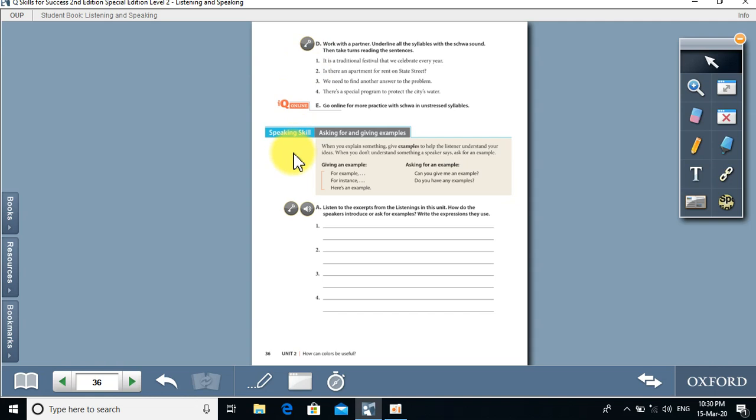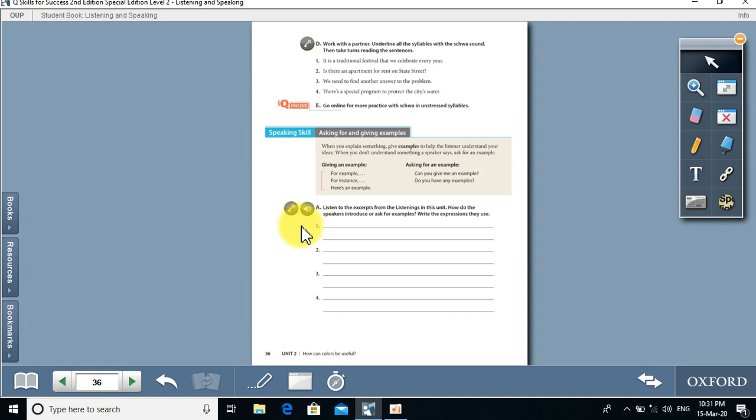Now the next spot is about speaking skill. This spot is about asking for and giving examples. When you explain something, give examples to help the listeners understand your ideas. When you don't understand something, ask the speaker for an example. For giving examples, speakers usually use phrases like for example, for instance, here's an example, and there can be many others. And for asking for an example, there are some of the examples given here. Can you give me an example? Do you have any examples? So these are some of them.